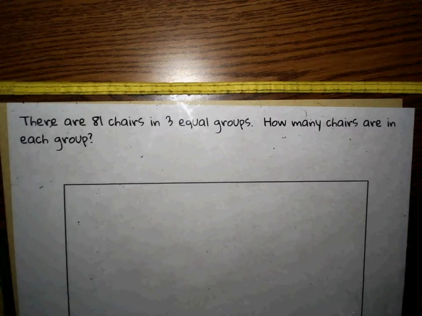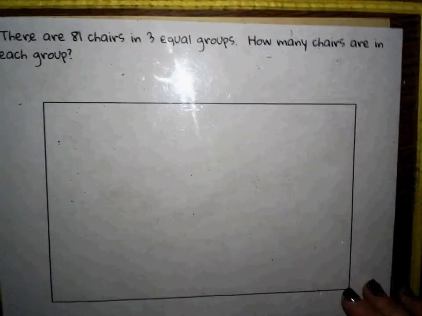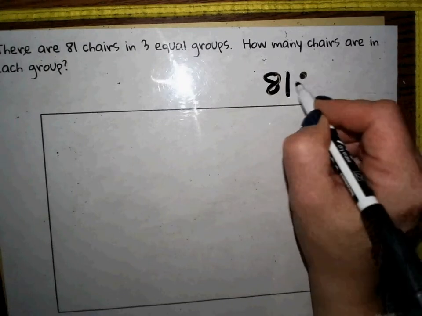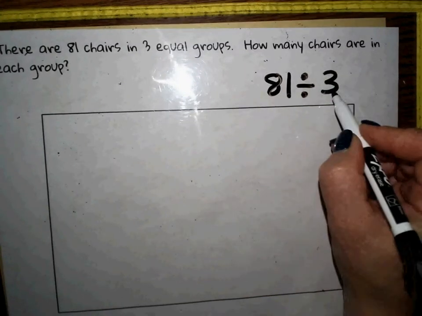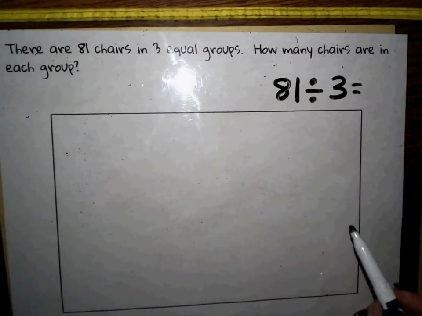So here we're going to do some word problems. There are 81 chairs in 3 equal groups. How many chairs are in each group? Okay, so I know that I need to take 81 divided by 3 because it's in groups of 3, and I'm going to figure out how many equal groups that would be.